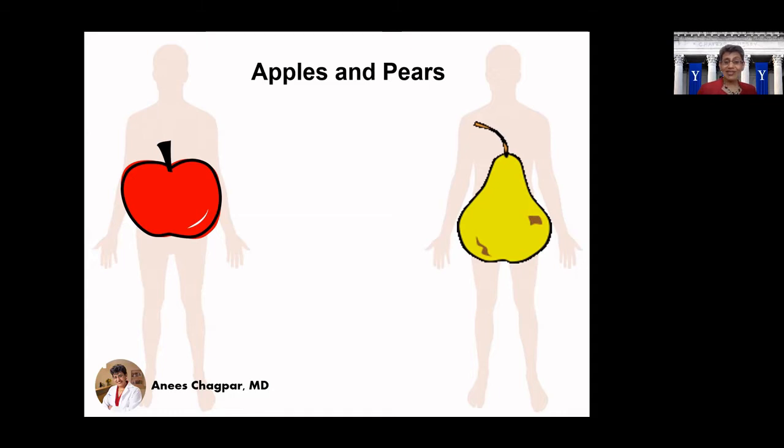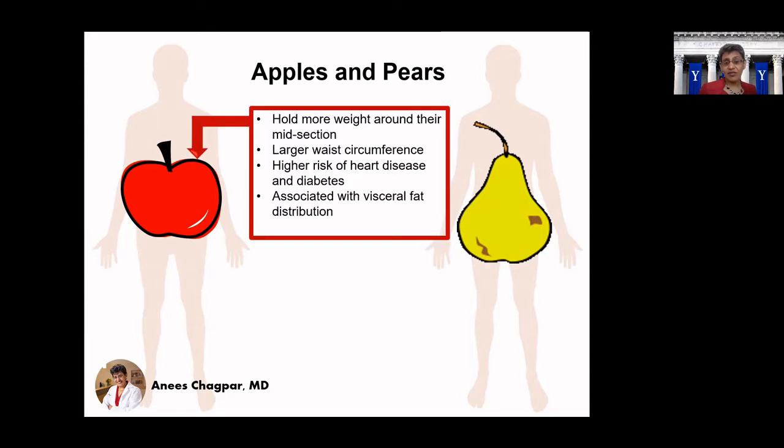Apples were people who really carried much of their body fat around their midsection, whereas pear-shaped bodies were people who really carried most of their body fat in their hips. Now, this has some implications in terms of our health benefits. So, apple people who tend to hold more weight around their midsection, they have a larger waist circumference, and they have a higher risk of heart disease and diabetes because this is really associated with visceral fat distribution. That is to say, that fat that encompasses and envelops our inner organs.